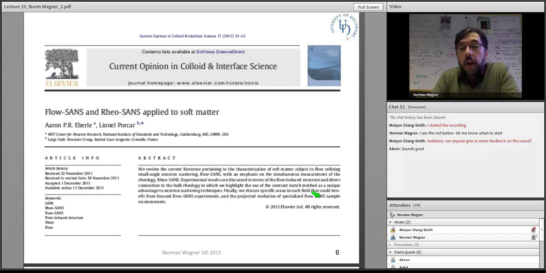One of the first references I want to point out is a very recent review article by two of the people I mentioned as co-authors on this work: Aaron Eberle, who's now a scientist at ExxonMobil Engineering, and Lionel Porcar, who runs D22, the beamline at ILL Grenoble. This is in Current Opinion, and it's a very short article of a couple of pages, but it has 180 some references about Rheo-SANS work published just in the last few years. So if you haven't thought about this field, you might find that there are quite a few people involved in doing neutron scattering under flow.